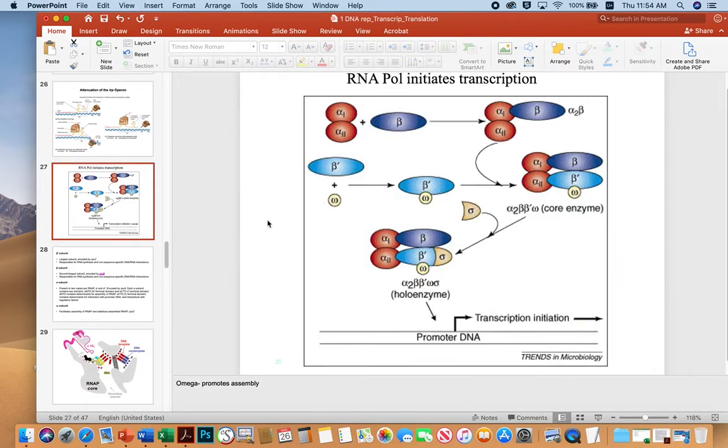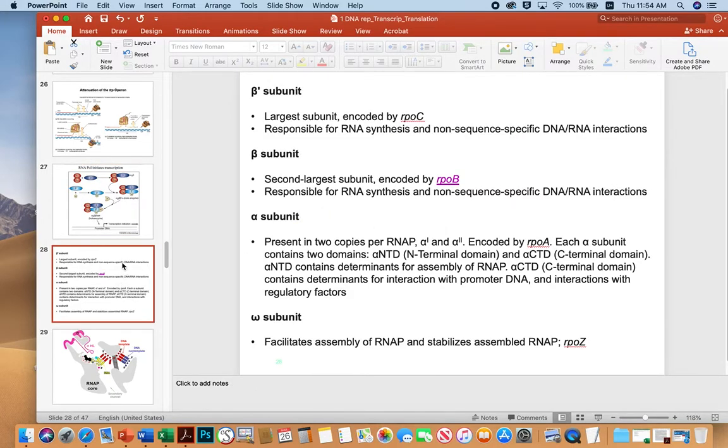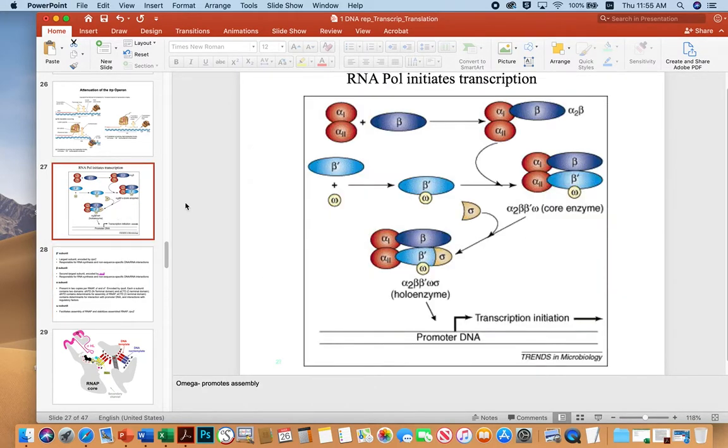This diagram just shows you the components of a typical prokaryotic RNA polymerase. The specific functions of each of these components are here, and I'm not going to read that to you. You can read that for yourself, but I just want to run through it really quickly. There's two alpha subunits and a beta subunit, and these come together initially to form an alpha 2 beta, and then they combine with a beta prime and omega fragment to make the core enzyme.